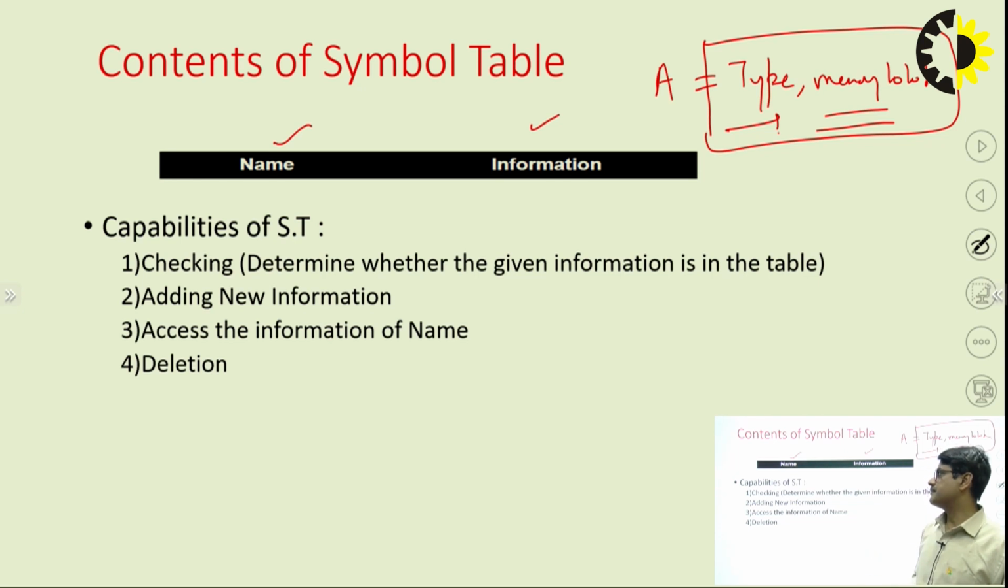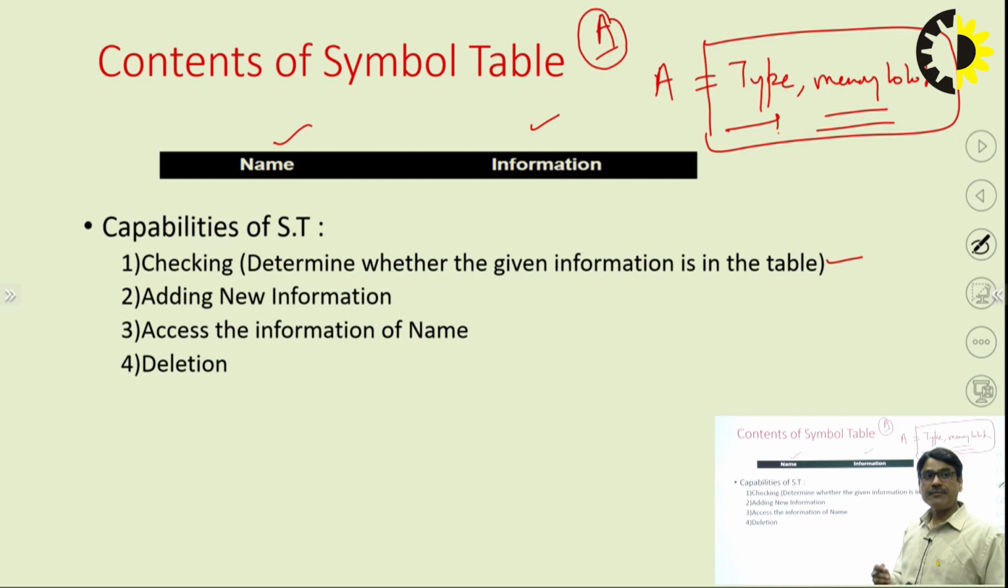What are the capabilities of the symbol table? First capability, checking: determine whether the given information is in the table. So the first capability means the particular method is checking. What do you mean by checking? If you are going to store capital A and suppose capital A is already defined in the symbol table data structure, then what you have to do? Whatever new value you have to put for capital A, the previous value of capital A is updated by the new value.